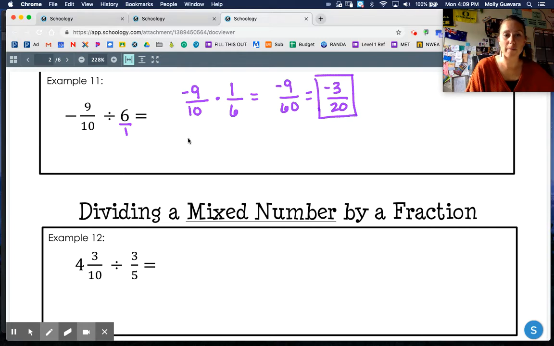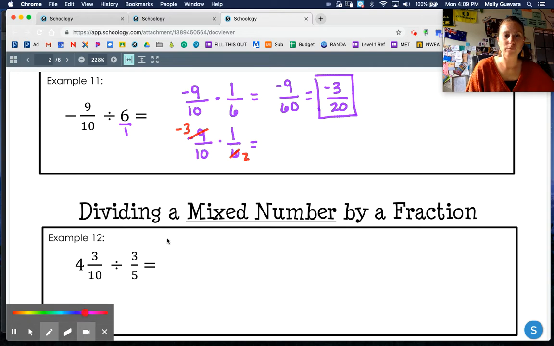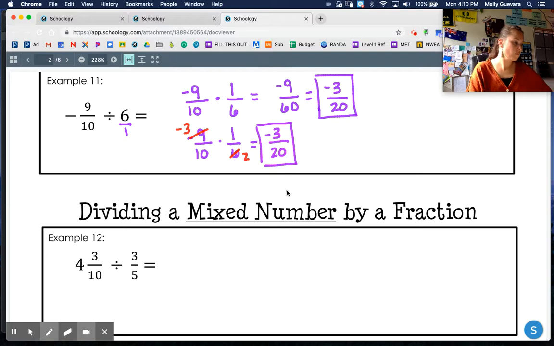If I do the other method, negative 9 over 10 times 1 over 6, I see that 3 goes into 9 and 6, so 3 goes into 9 3 times, so this becomes negative 3. And 3 goes into 6 2 times. And so that gives me negative 3 times 1, which is negative 3, over 10 times 2, which is 20. And same thing, you get the same answer. I know I'm going a little bit faster, and I'm sorry, but just know that you can always pause it or go back and rewatch the videos if you miss something or if something isn't making sense.